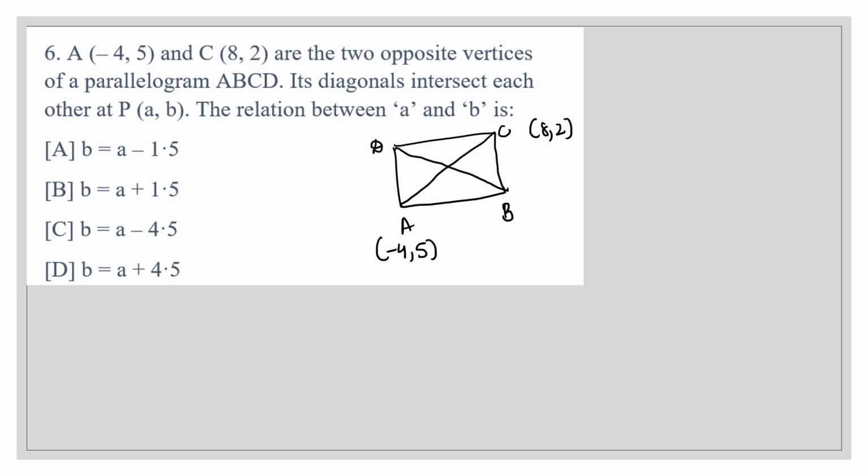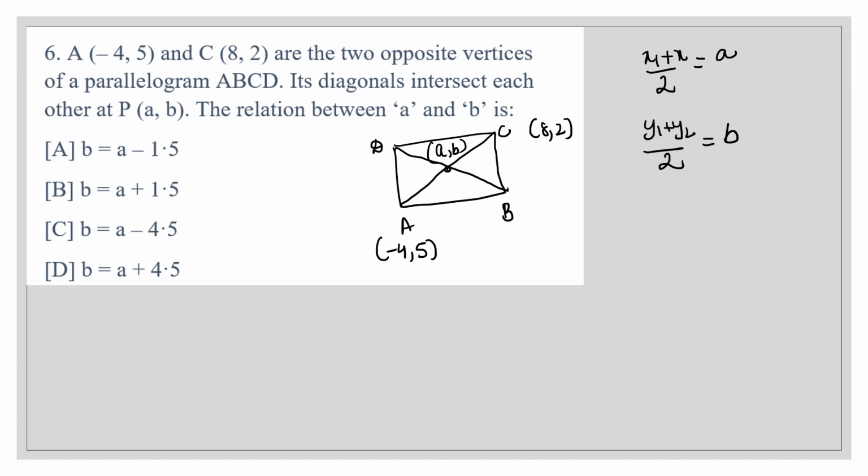If you know the property of a parallelogram that diagonals bisect each other, which means the intersection point is the midpoint. And what is the midpoint formula? (x1 + x2)/2 is equal to a, and (y1 + y2)/2 is equal to b. But if you see the options, we cannot use this formula directly. We need to pick the options.